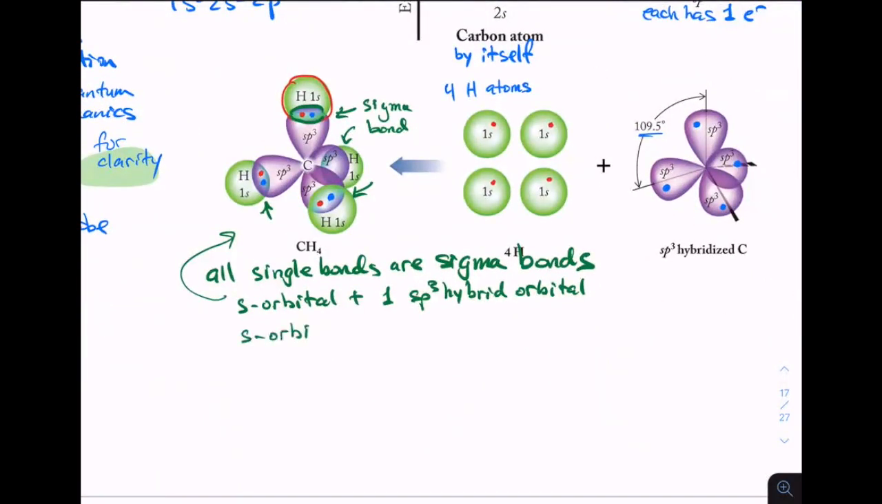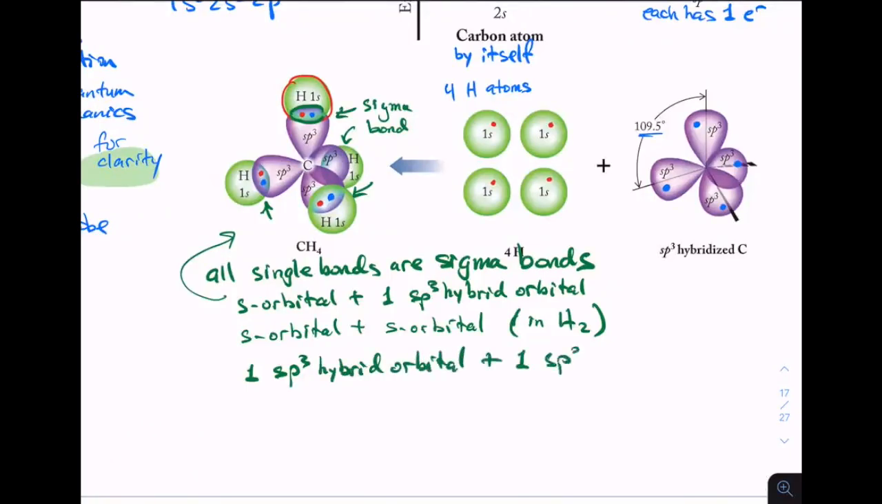We took an s orbital plus another s orbital. That's also a sigma bond. This is what we found with H2. And as you'll see with the next couple of examples, you can also form sigma bonds if we have any two hybrid orbitals overlapping. So we could have, for example, one sp3 hybrid orbital plus one sp3 hybrid orbital.